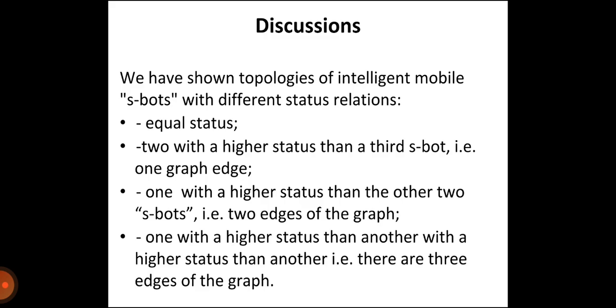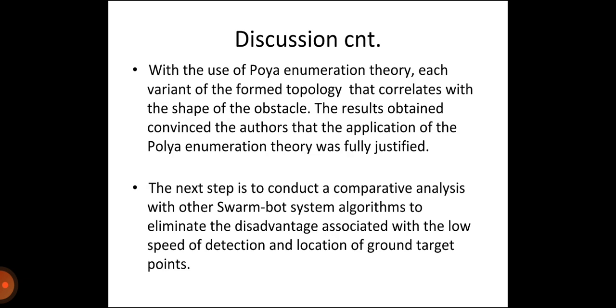The paper shows how different topologies can be formed by the Sbots by the use of different status relationships like equal or 2 higher than 1, 1 higher than 2, and so on. And the authors convinced themselves that the use of Polya's enumeration theory allows forming new topology that correlates with the shapes of new obstacles.